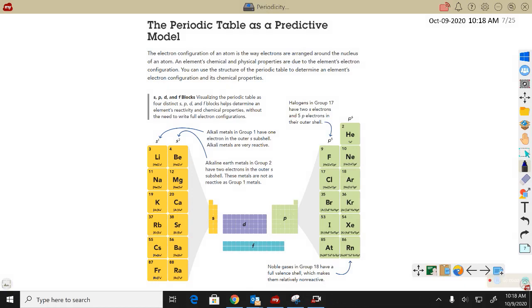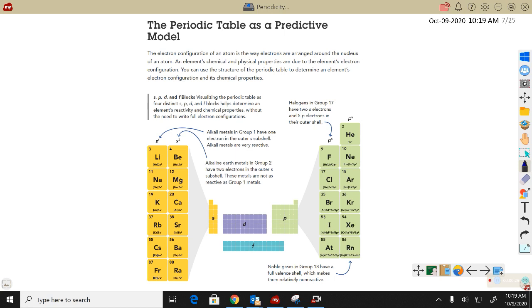So we're continuing on with the periodic table, and eventually what we want to be able to do by the end of this unit is to be able to predict properties of a particular element based on their position on the periodic table. And not only predict them, but then maybe explain why certain elements are more reactive than others. And a lot of it has to do with the electron structure.